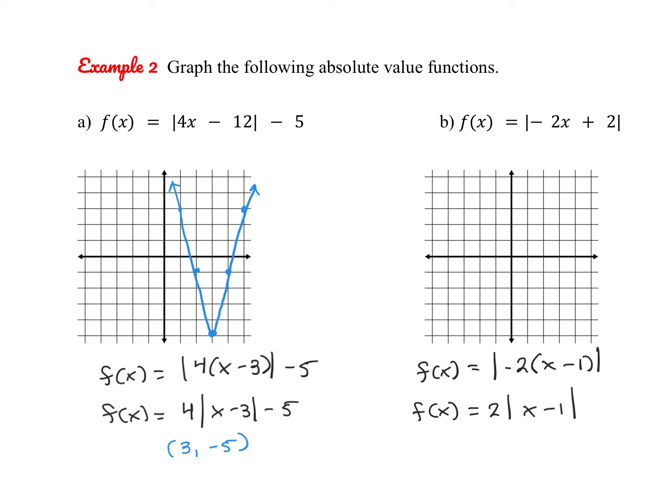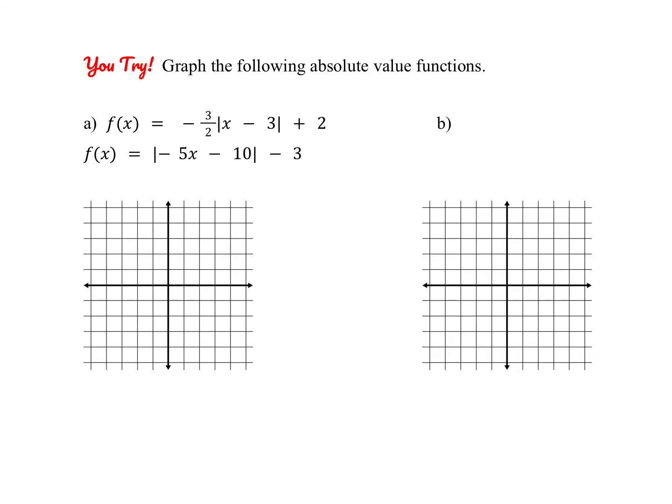So here we have a vertex of positive 1, 0. We follow a slope of positive 2 to the right, and then a slope of negative 2 to the left. All right, go ahead and pause the video and give this one a try. Sorry about the formatting. This is the function for part B.